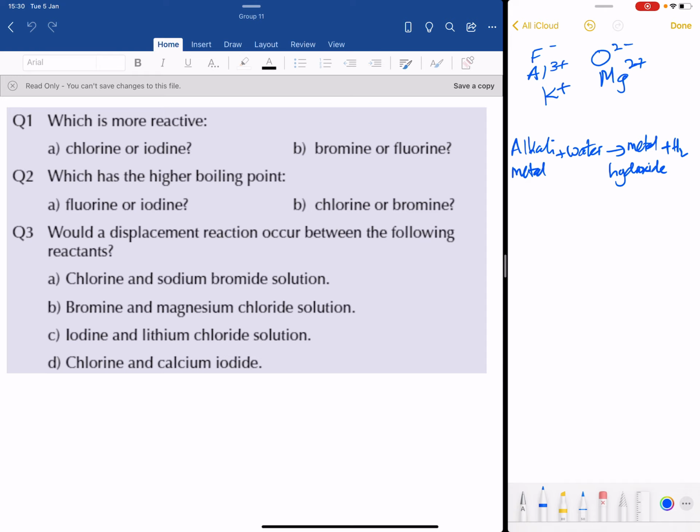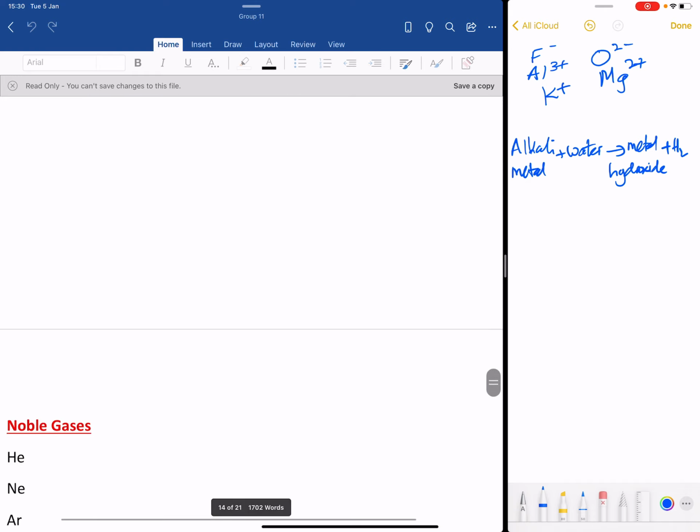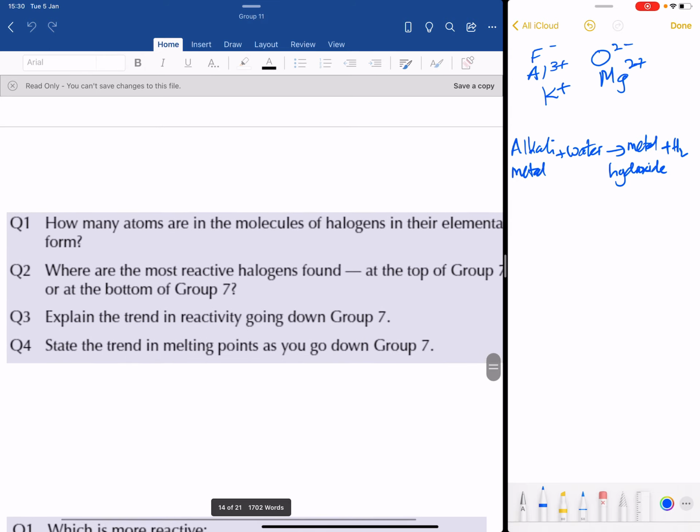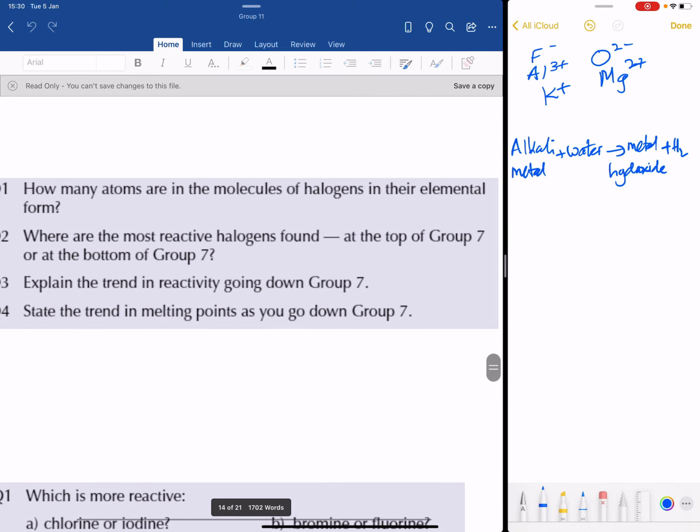Okay, so if we look at these, how many atoms are in a molecule of halogen? Halogens are diatomic, so there'll be 2 atoms. Where are the most reactive halogens found? At the top or the bottom? Well, if reactivity decreases as you go down the group, the most reactive ones will be found at the top. Explain the trend. I've just said that as you go down group 7, reactivity decreases, and the melting point increases.